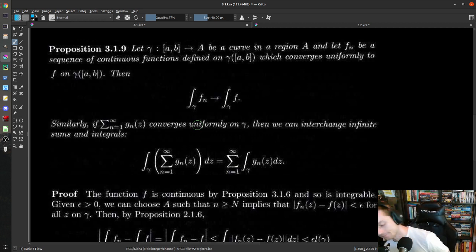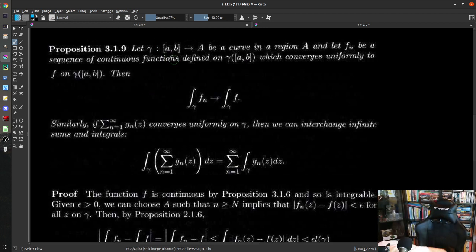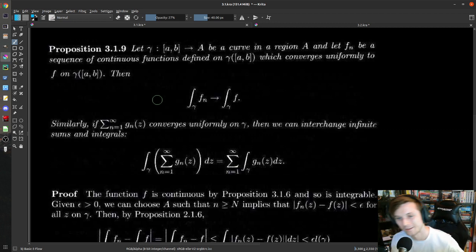Gonna lower my chair a tiny bit so I can write easier. That's too low. Yeah. Actually, it's even worse. Okay, there we go. So let's get going there.